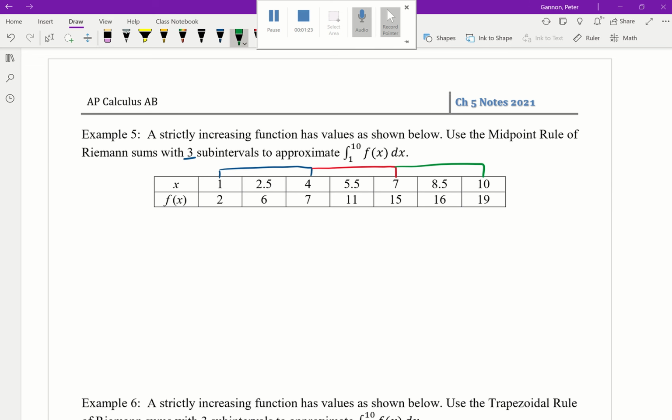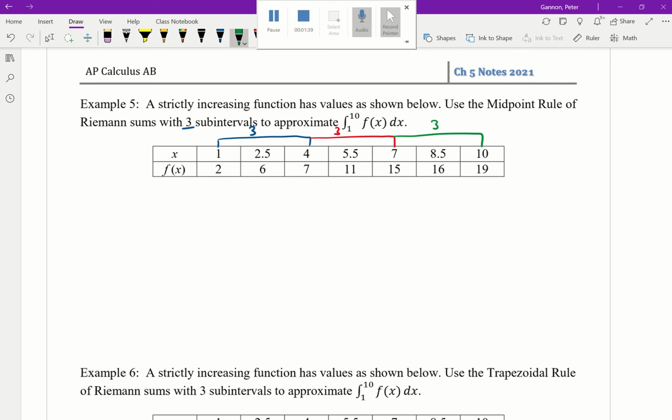We want to identify the width of those subintervals. So from 1 to 4, that has a width of 3. From 4 to 7, that has a width of 3. And from 7 to 10, that has a width of 3. So we have a uniform width. So in this case, the width of the subintervals is 3.